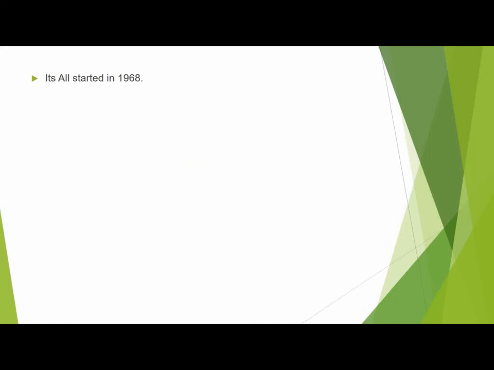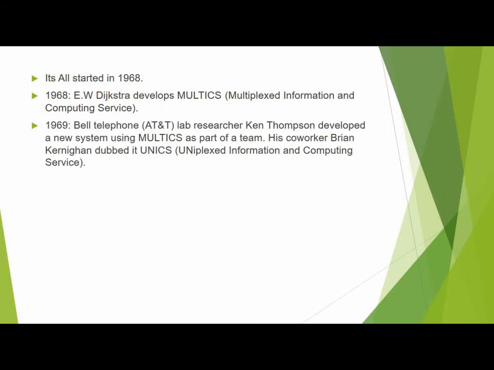So I will explain the roadmap to Unix, and there is a mess about those things. This all started in 1968. There is a person called Dijkstra, who is responsible for Dijkstra's algorithm, the graph theories. He developed the time-sharing operating system called Multics, and two researchers at Bell and AT&T Labs, Ken Thompson and Brian Kernighan, used that Multics system to build their own operating system. Later they renamed it to Unix.